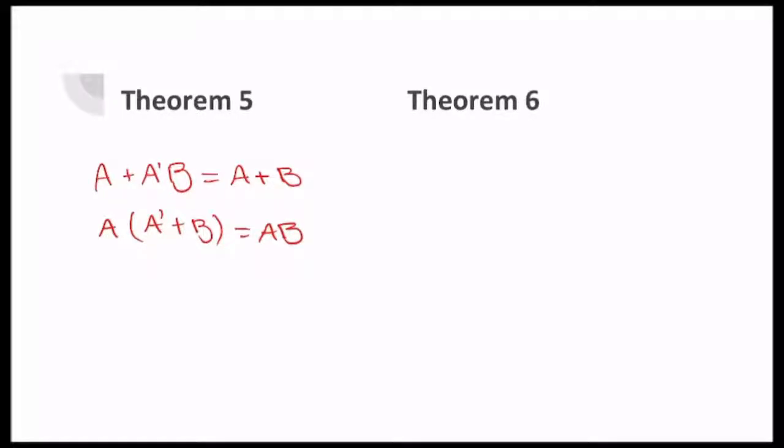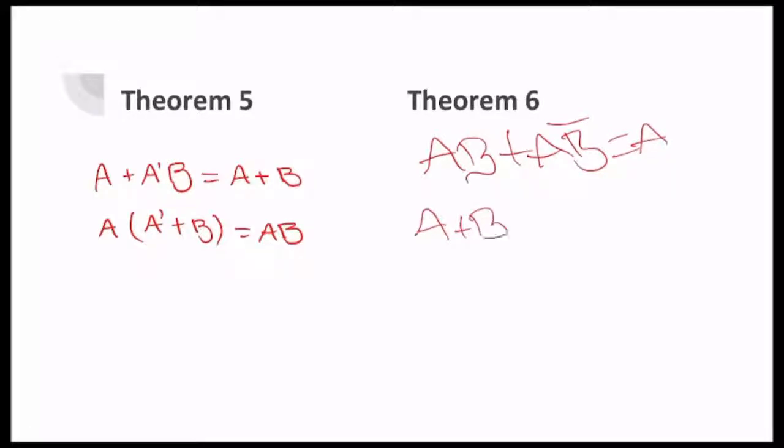Theorem 6. This theorem tells us that if you have a times b plus a times b inverted, you will have always a. And if you have a plus b times a plus b inverted, you will always have a.